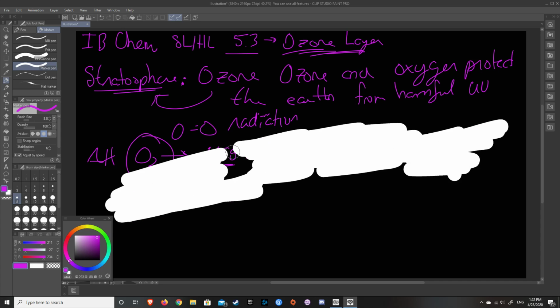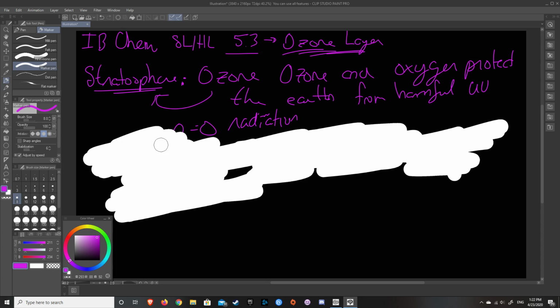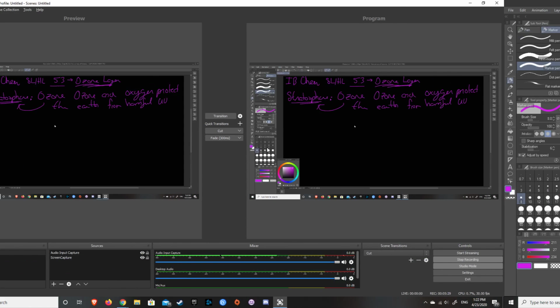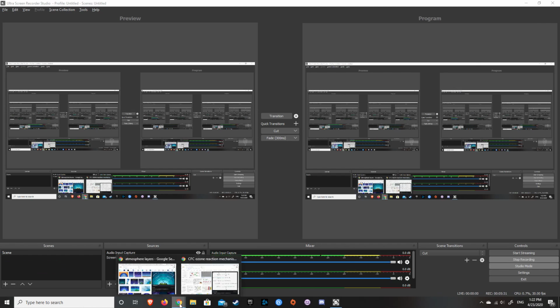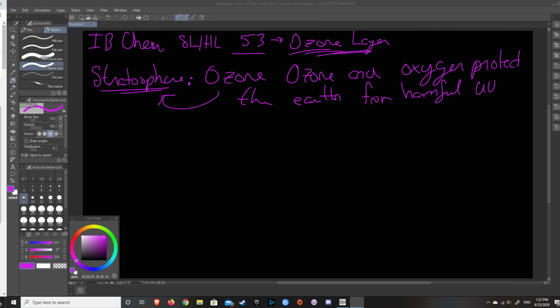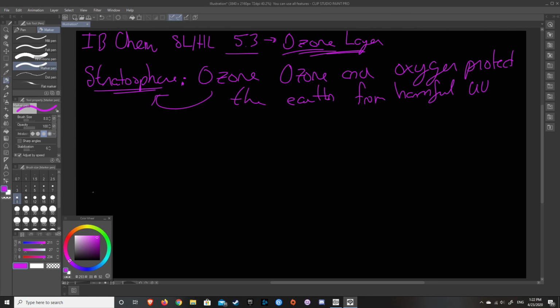Let's look at this so that you know exactly where we're talking about in the atmosphere. I've got a few things saved. The troposphere is where we exist right now, and the ozone layer exists within the stratosphere, which is the next layer of the atmosphere. And this layer is crucial to protecting life on Earth.